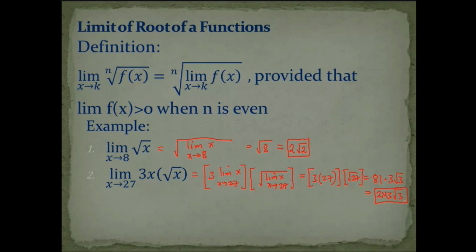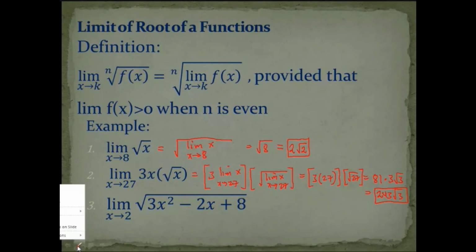Number 3. What is the limit of square root of 3x squared minus 2x plus 8 as x approaches 2? Solution. Ito yung magiging square root of, medyo mahaba to. So 3, yung constant na 3 times the limit of x as x approaches 2. Then square root of minus 2 times limit of x as x approaches 2 again, plus limit of 8 as x approaches 2.